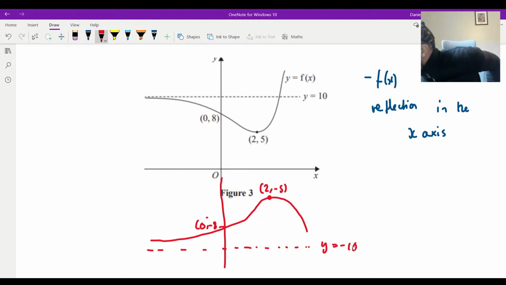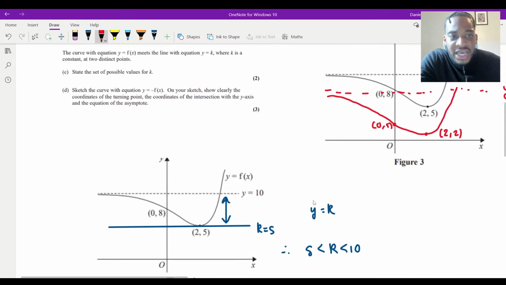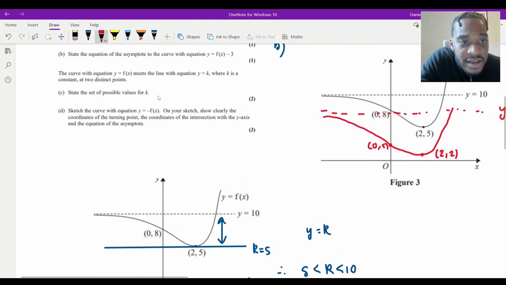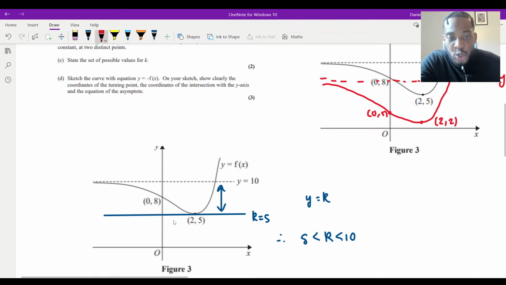Is it not 5 is less than or equal to k? No, it's not, because remember, it says that it has to intersect twice, right? It intersects at 2 distinct points. When it's equal to k, you're at the turning point. That's only one point of intersection. So I hope that makes sense. It's in between 5 and 10, non-inclusive. All right, so we've done that one.